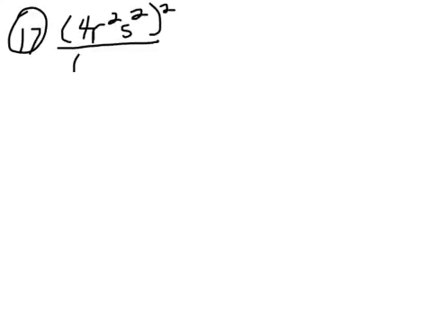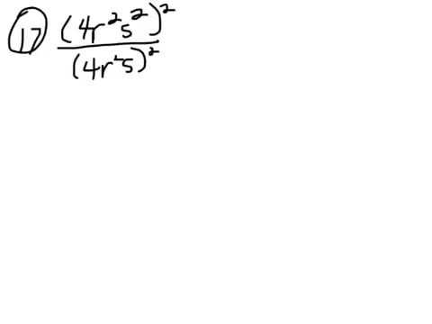17. And on number 17, we have 4r squared s squared, squared, over 4r squared s squared. All right. PEMDAS says we work in the parentheses first, but there's nothing to simplify in any of the parentheses that we have here. If you think about what comes next, after parentheses comes exponents. We need to do the exponents.